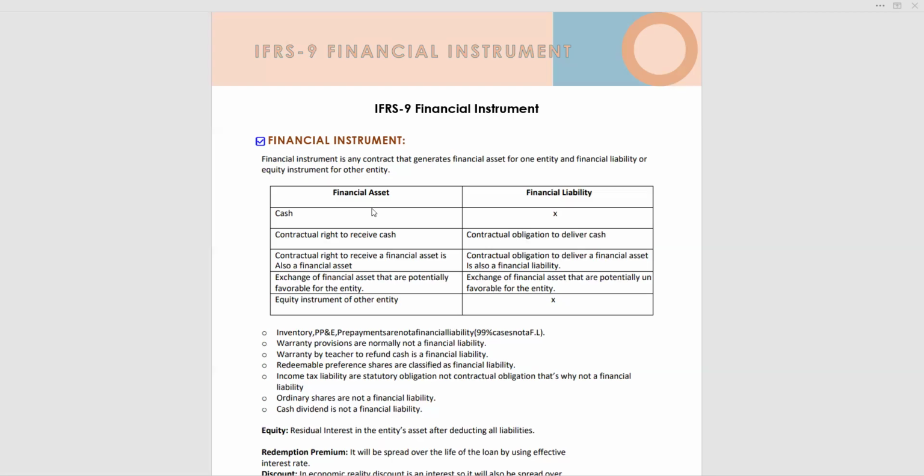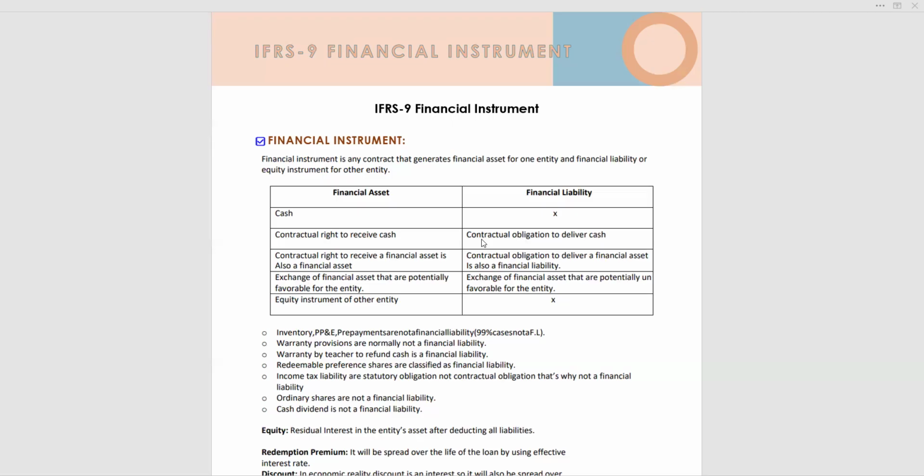Let's read the difference between financial asset and financial liability. Financial asset: cash, or a contractual right to receive cash. A contractual right to receive a financial asset is also a financial asset. Exchange of financial assets that are potentially favorable for the entity. Equity instrument of another entity. Financial liability: there is no cash. A contractual obligation to deliver cash. In a financial liability, we have an obligation to deliver cash.